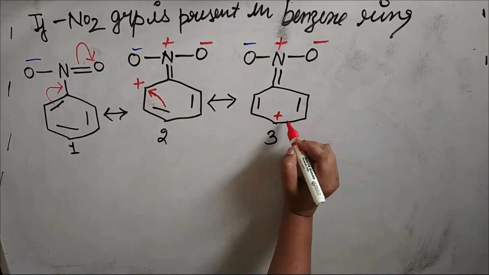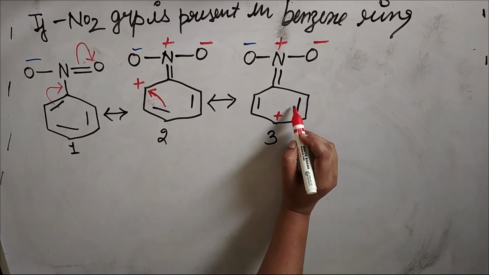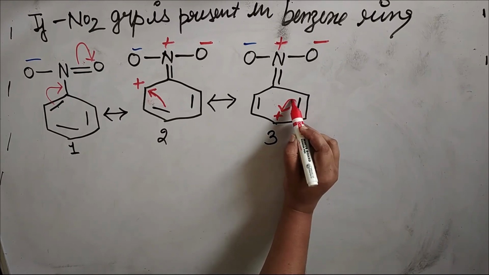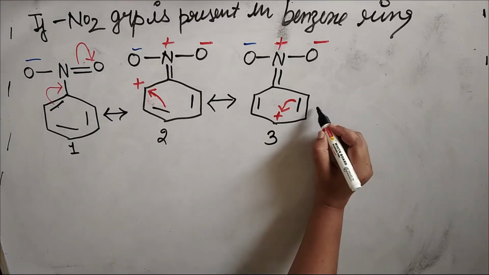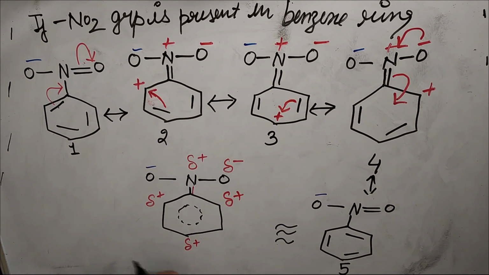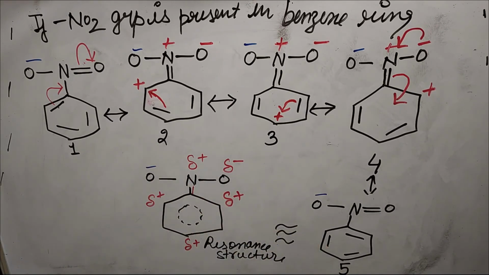Now again the electron deficiency is at the third position. So due to resonance, the movement of electron takes place from this bond. Now let's see the fourth structure. So this is the resonance structure of nitro group. If NO2 group is there, this is the intermediate structure of 1, 2, 3, 4, 5 or the combination of all these structures.